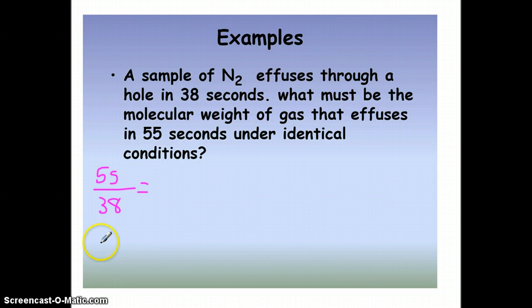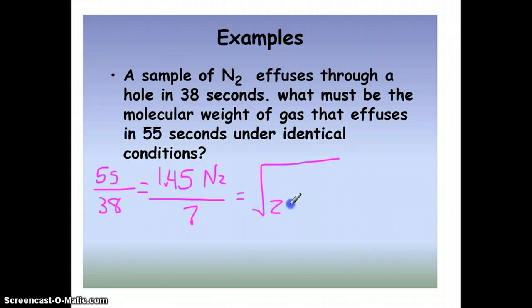And we see that 1.45. So nitrogen travels 1.45 times faster than this other gas that is unknown. So we know that we get 1.45 times N2 to this unknown gas. So that makes N2 our compound 1, molar mass of 28.014, and this is the molar mass we're looking for.